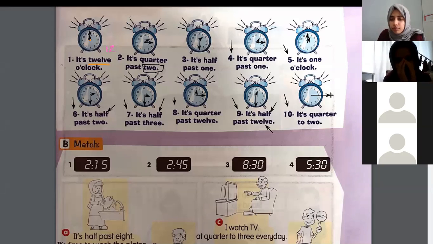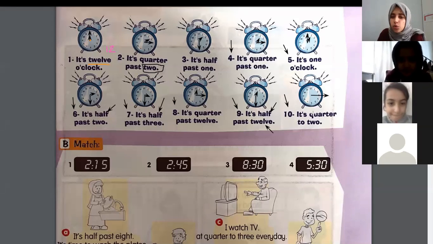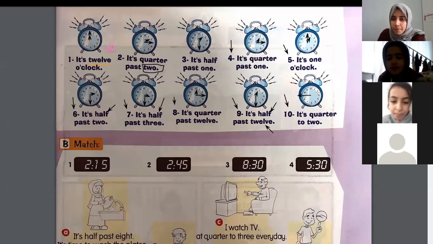Athman, focus with me. Listen to me, Athman. 3 is quarter past. 6 is half past. 9 is quarter to, okay? And then it's going to be close to number 2. Write the answers, please.